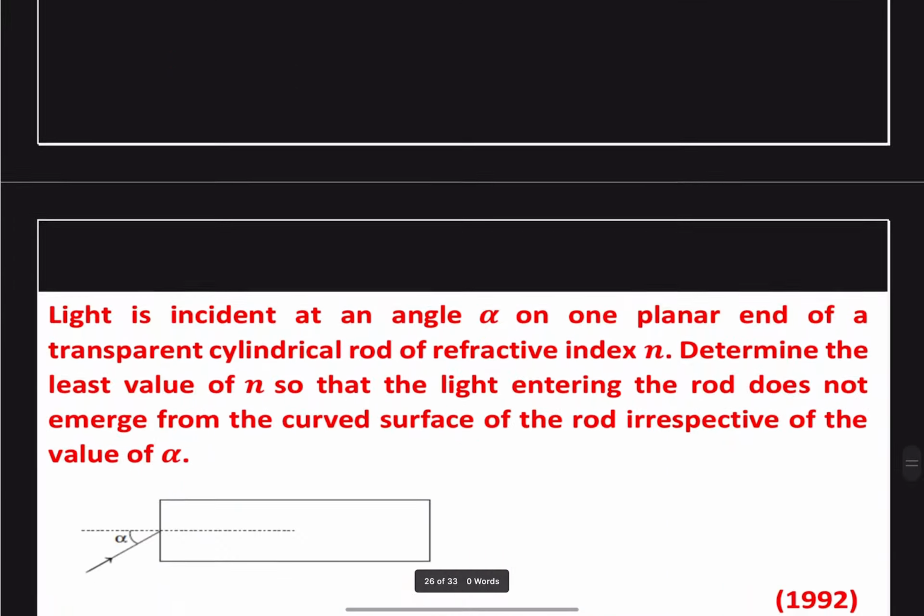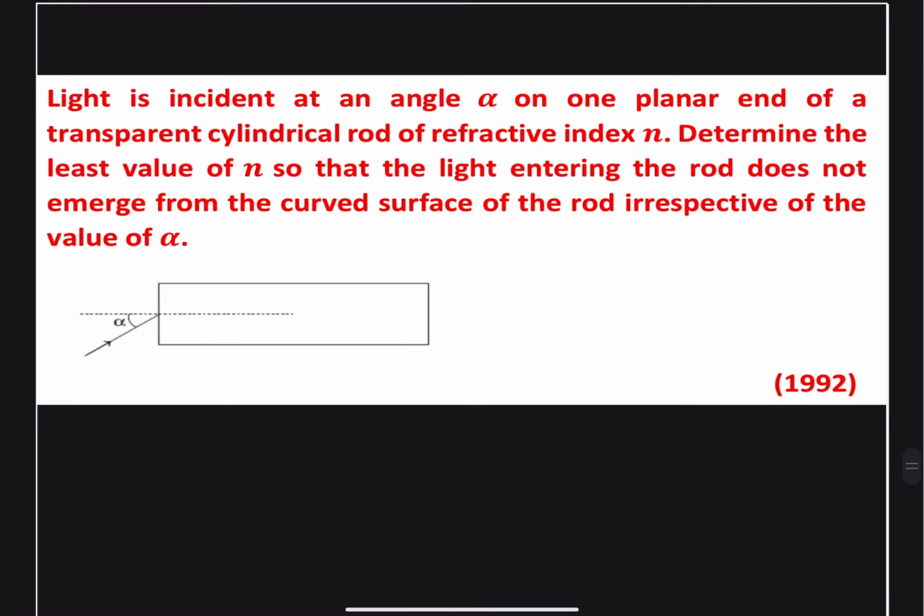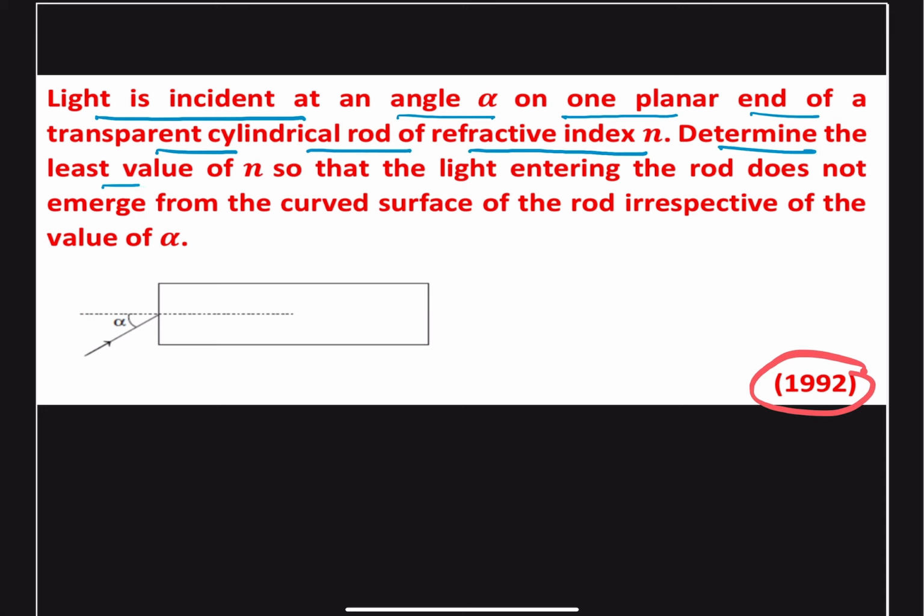Okay, so we come to the next question, and here it was asked in the year 1992, and it says that light is incident at an angle alpha on one planar end of a transparent cylindrical rod of refractive index n. Determine the least value of n so that the light entering the rod does not emerge from the curved surface of the rod irrespective of the value of alpha.